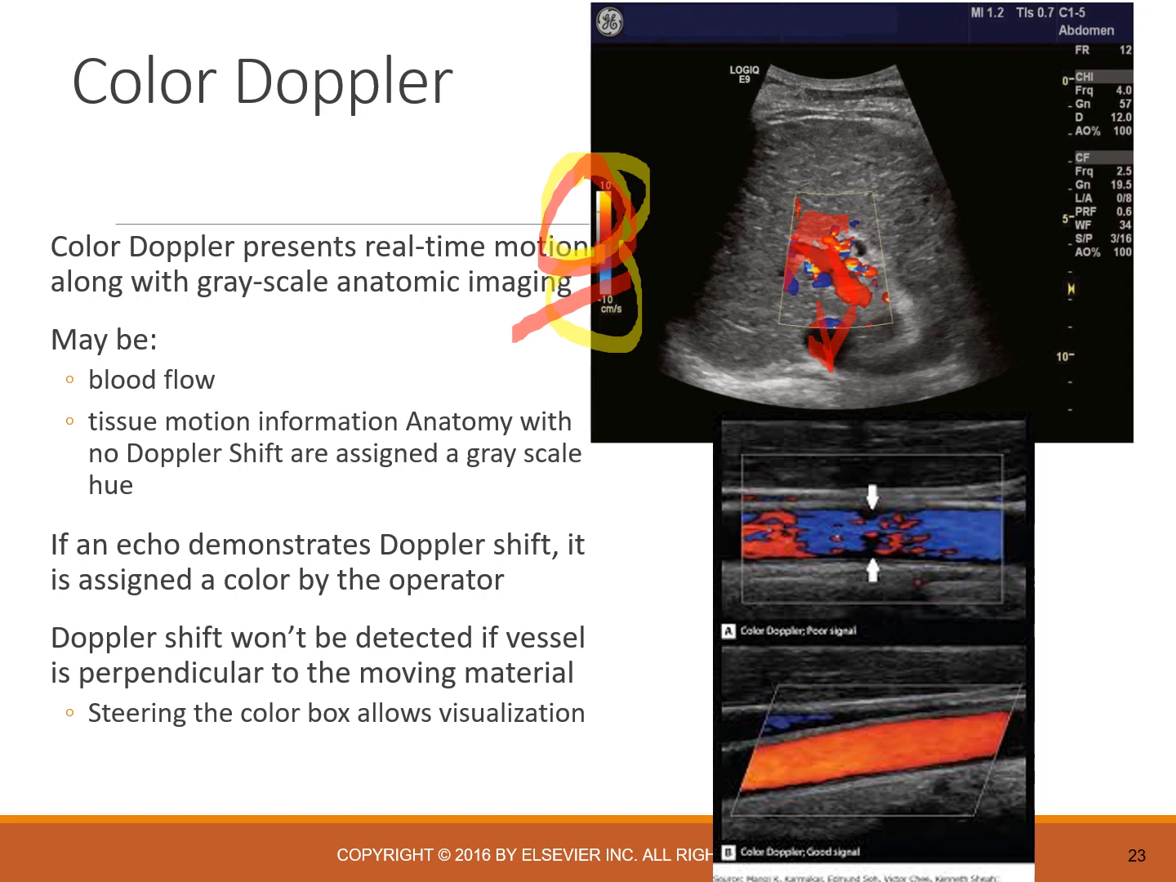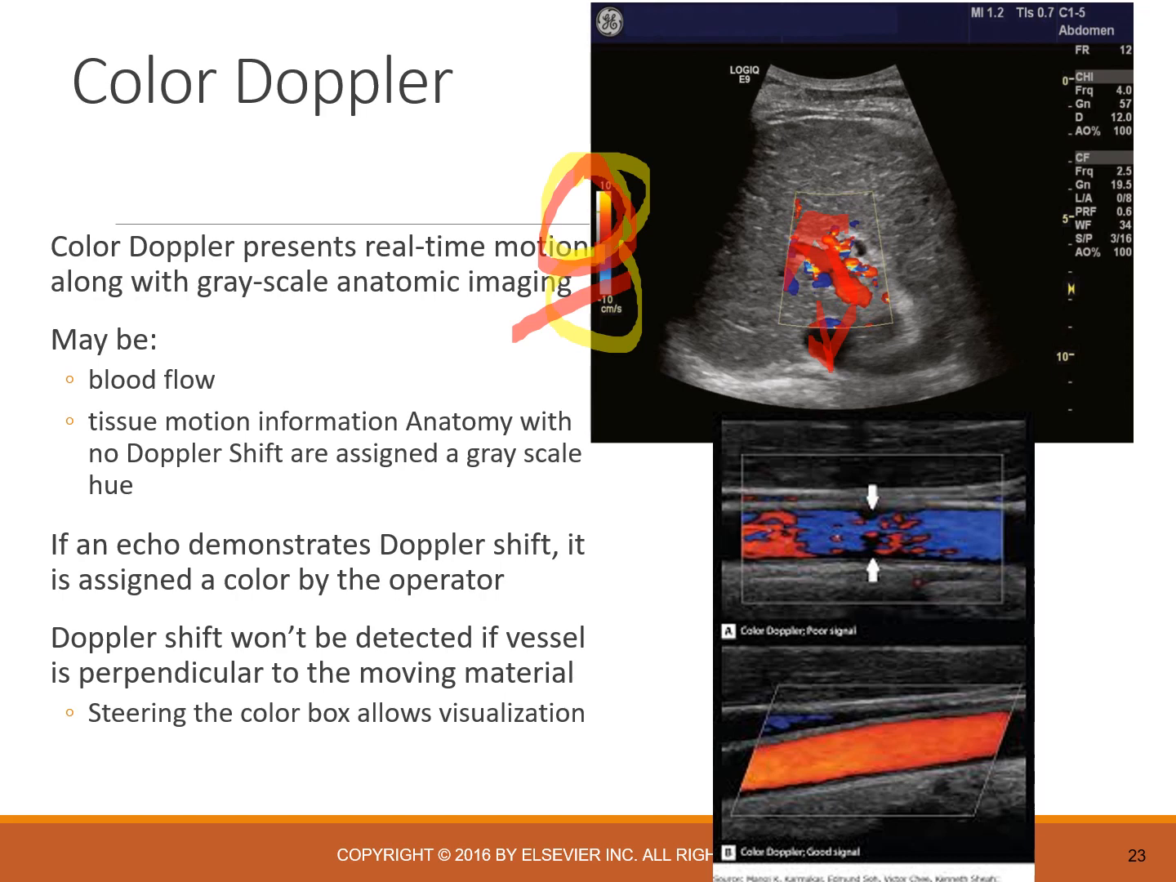The other thing is that we can get tissue shifts as well. So maybe you're looking near the heart and the heart is moving and it's detecting the heart with color because the tissue is moving, but you don't want to see that because you are concentrating on the blood flow. In that case, there's a setting on your equipment that is called a wall filter. By turning up the wall filter, it's going to try and filter out some of the color, which is motion from tissue, so that you can then concentrate on just your blood flow.